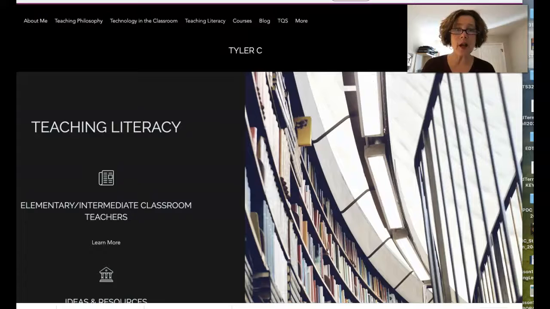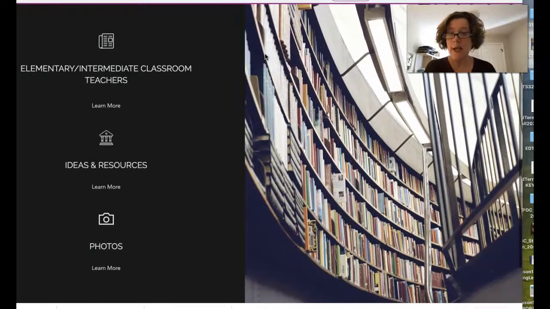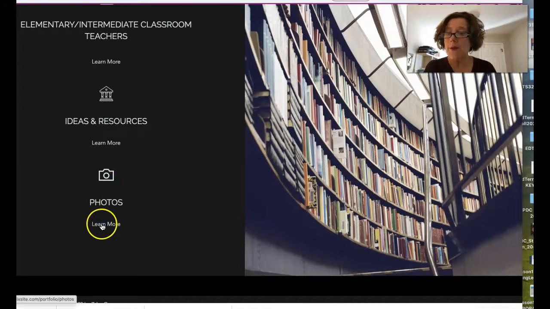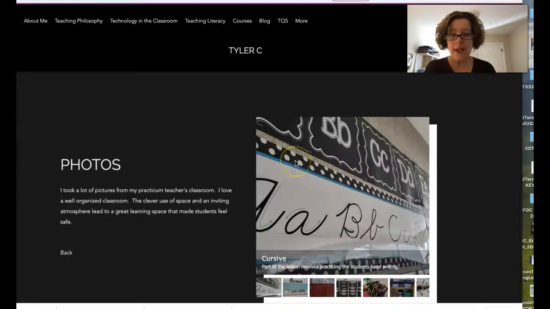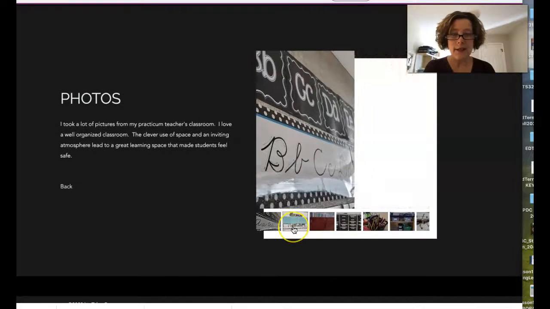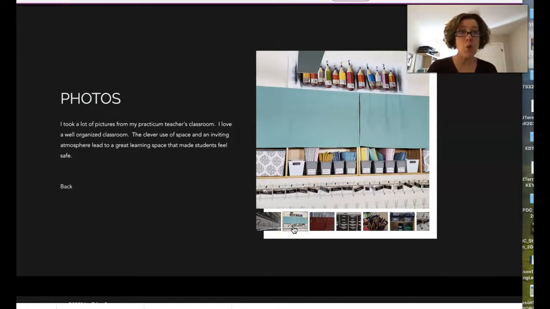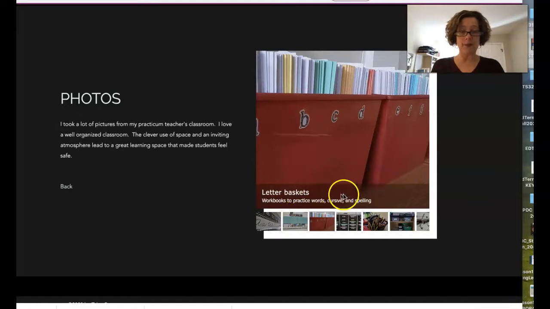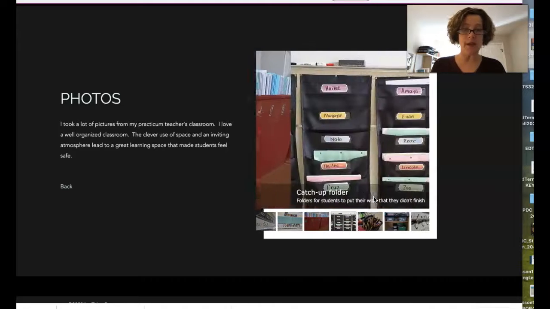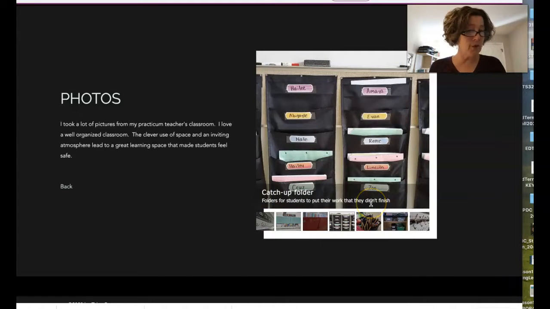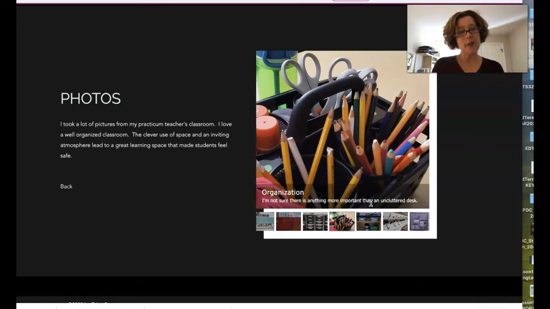I also have Tyler's, and Tyler's is a totally different look, obviously, because it's individual ePortfolios. So I'm just going to show you his photo section, because I liked what he did. He took pictures of cool supports for literacy in the classroom, and then he just gave it a quick little title: organization, everything in its place, letter baskets, workbooks to practice words, cursive and spelling, catch-up folders to put their work in when they didn't finish. I'm not sure there is anything more important than an uncluttered desk.